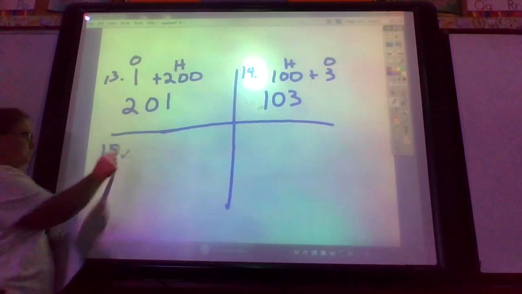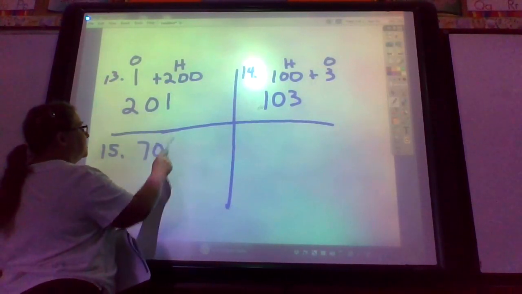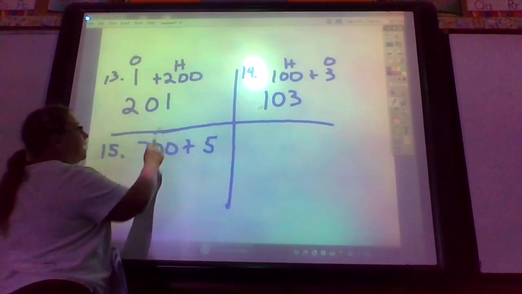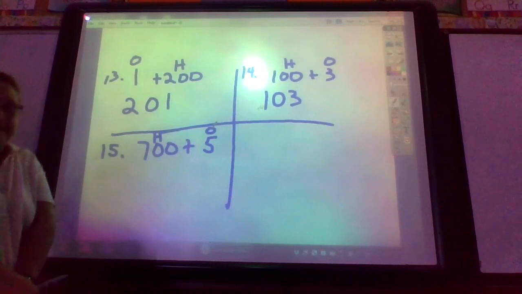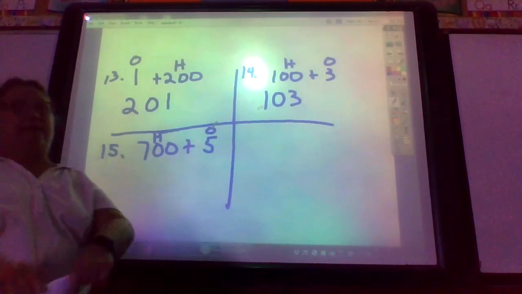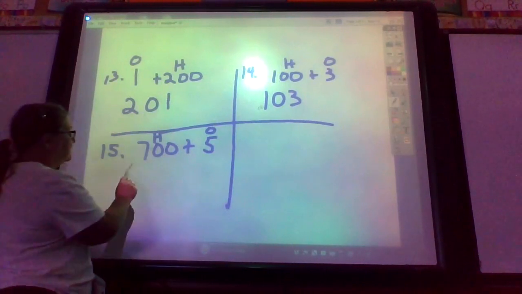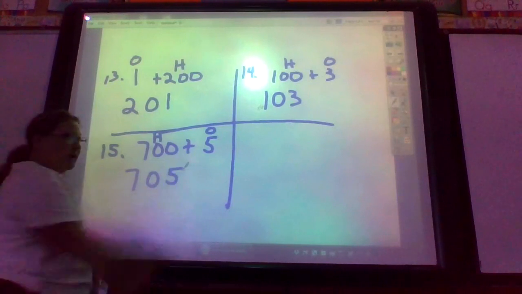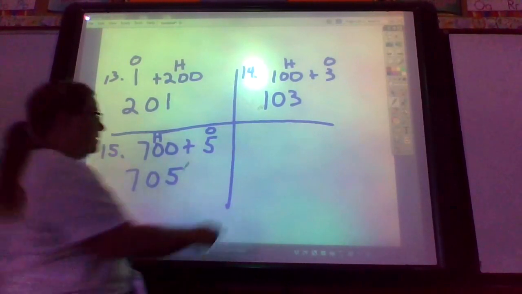Number 15. We have 700 plus 5. Hundreds and ones. I don't see any tens. I didn't label any tens, so that means I have a 0 in my 10 spot. I have 7 hundreds, 0 tens, and 5 ones. 705. Let's do one more.